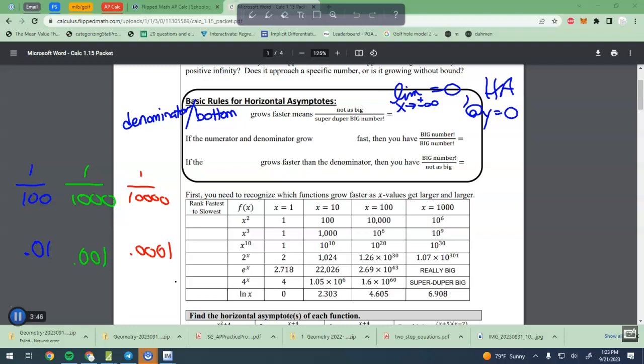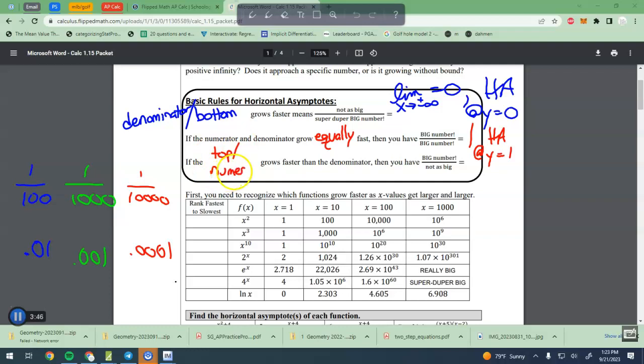If the numerator and denominator grow equally fast, you'll get two numbers that are getting bigger at the exact same speed. So you can have a number divided by itself, and that's 1. So horizontal asymptote at y equals 1.